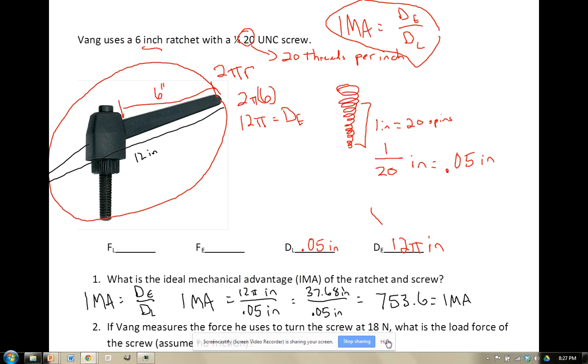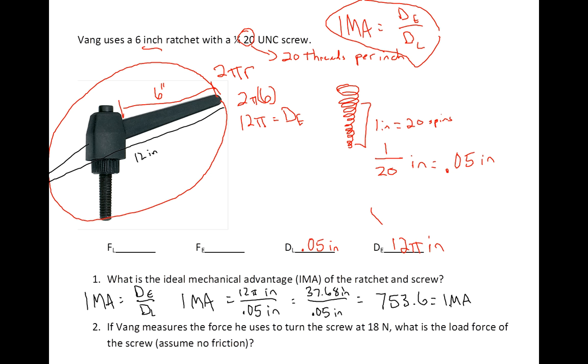Now, that looks great. A screw and ratchet is always going to have a high mechanical advantage. This number under here is always going to be less than 1. I wanted you to put that in your brain right now. This number under here is always going to be smaller than 1. It's going to be between 0 and 0.99, but really it probably won't get any smaller than 0.125, maybe 0.25, but it's always going to be a very small number underneath here. So 753.6 is our IMA.